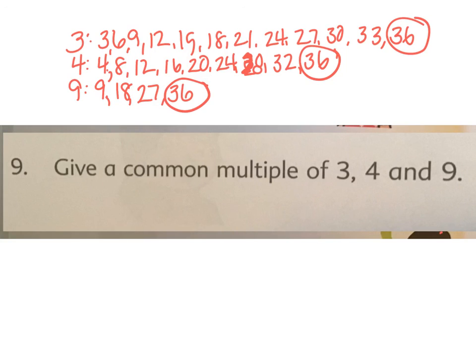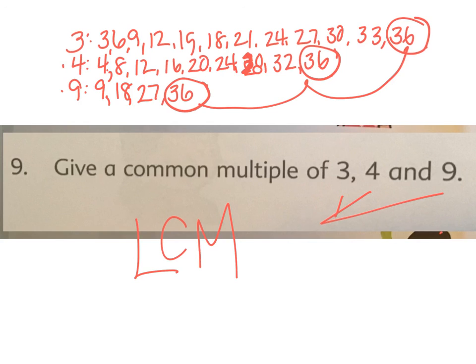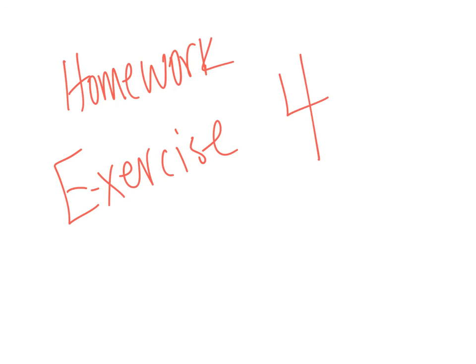All right, if you found the multiples of 3, 4, and 9, notice we had to give a lot of multiples for 3, few for 4, and very few for 9. But we found out that 36 is the lowest common multiple for 3, 4, and 9. Now what you've been waiting for, your homework, is to do exercise 4.